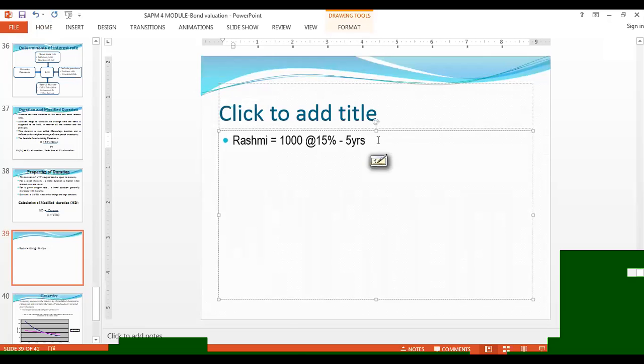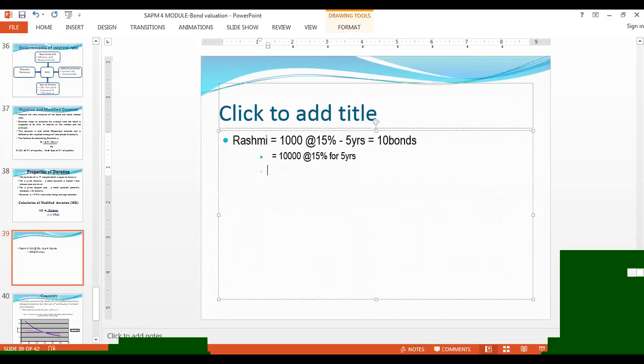So she has this particular bond, and let us say this is the value of one bond. Like that, she has around 10 bonds. So what will be her investment? What is Rashmi's investment? 10,000. So Rashmi altogether has invested 10,000 rupees at 15% rate of interest for 5 years.